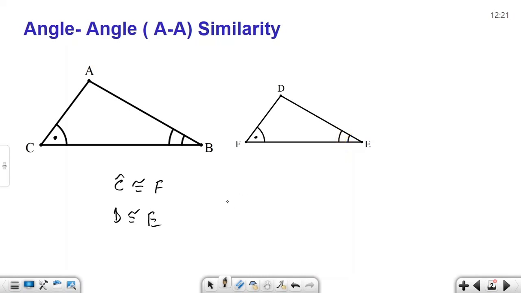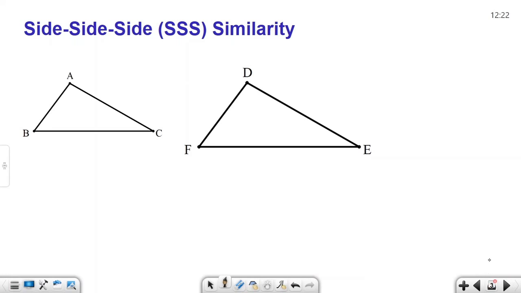If this information is given, you can say that triangle ABC is similar to triangle DEF. So that's the first one. Angles are congruent, triangles are similar. That's the first. Side similarity.